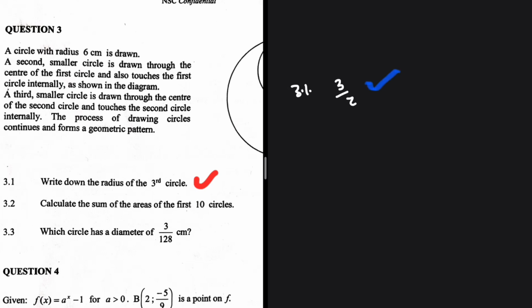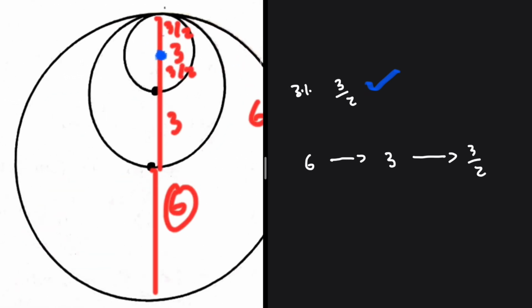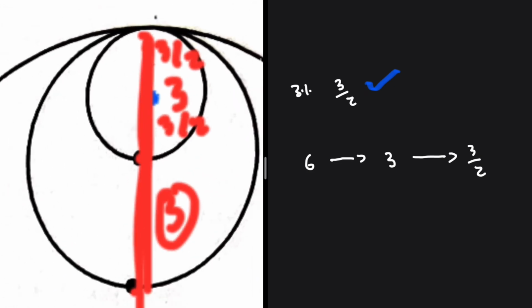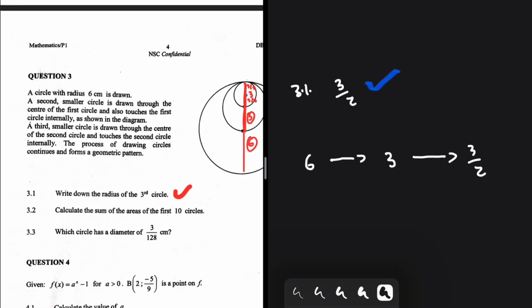How are we getting to 3 over 2? The radius of the biggest circle is 6. The radius of the circle that follows is 3. And the radius of the third circle is 3 over 2. Right, we can clearly see that we have 6. And then here we're going to have 6 as the diameter and 3 as the radius. Here we're going to have 3 as the diameter and 3 over 2 as the radius. So there we go.